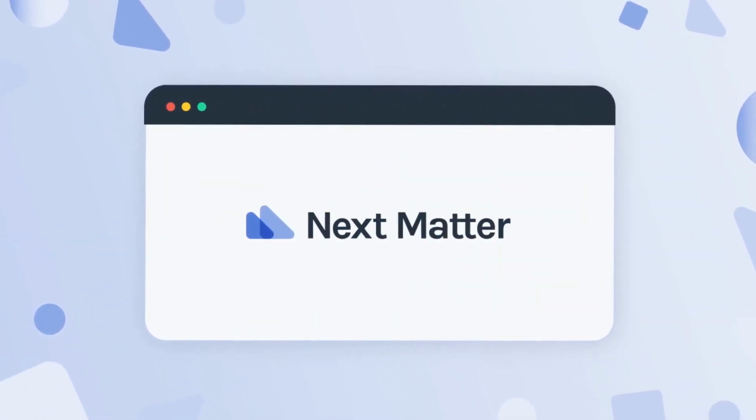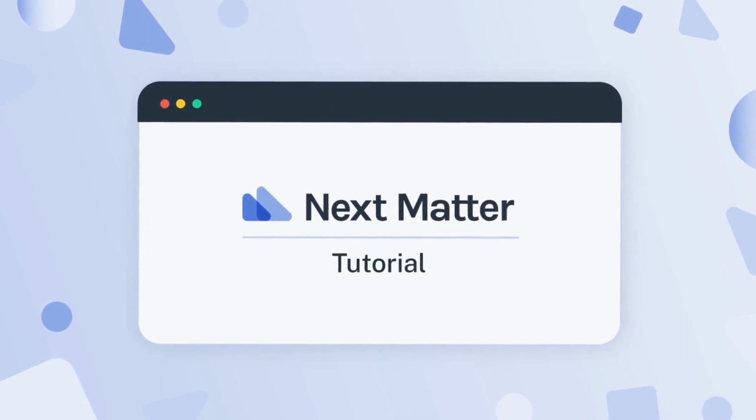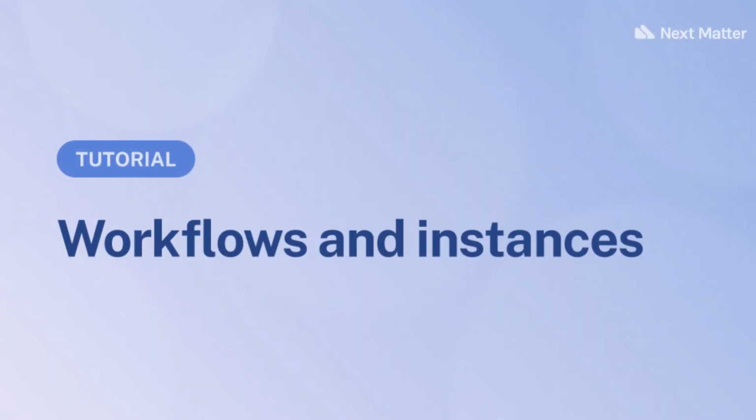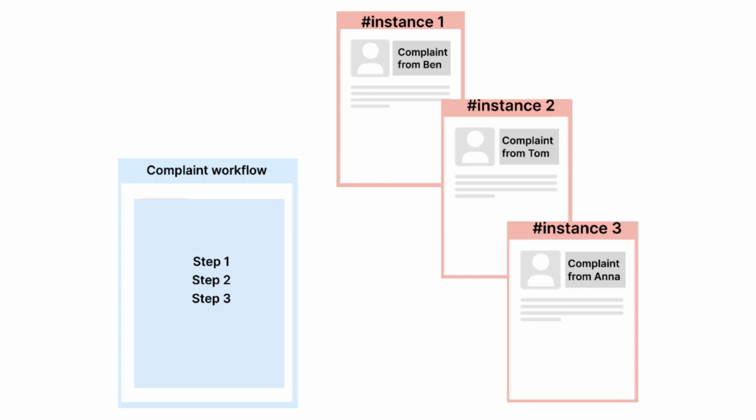In NextMatter we often talk about workflows and instances. Today I'll show you how they are different. Think of workflow as a template with steps listing what should be done and in which order. You can use this template multiple times to create multiple specific instances. If you use a complaint workflow, each complaint from a customer will create a separate instance.